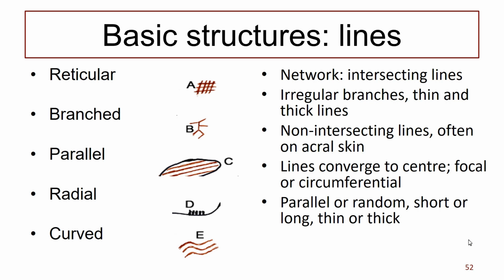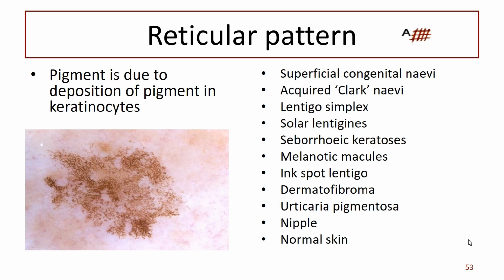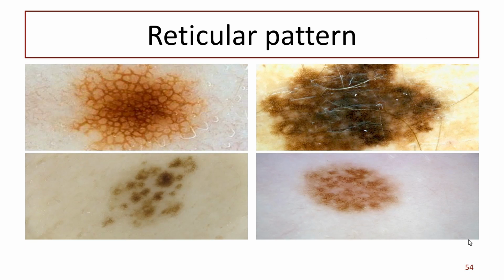In this case, they're curved parallel lines. So the reticular pattern is due to deposition of pigment in the keratinocytes. It doesn't tell you that it's melanocytic, because that pigment is actually in the keratinocytes, not in the melanocytes. So we can see it in solar lentigos, which are keratinocytic lesions, and we can see it in nevi, which are melanocytic. You can actually see it in normal skin. The normal pattern in darker skin types is reticular pattern.